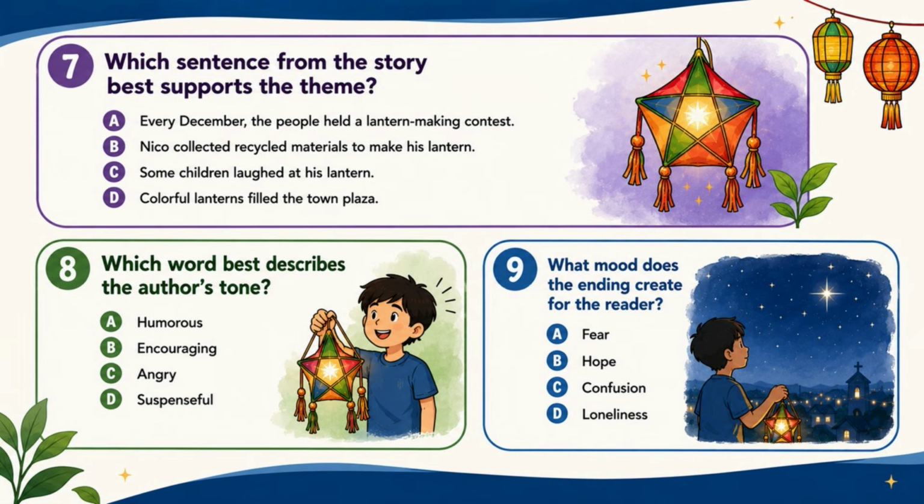Number 8. Which word best describes the author's tone? A. Humorous. B. Encouraging. C. Angry. D. Suspenseful. Number 9. What mood does the ending create for the reader? A. Fear. B. Hope. C. Confusion. D. Loneliness.